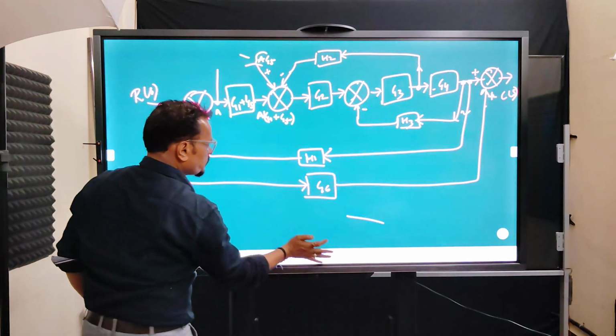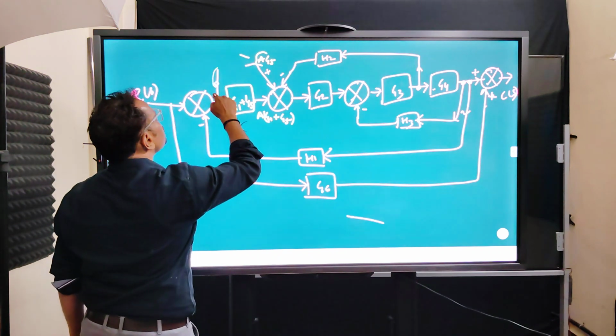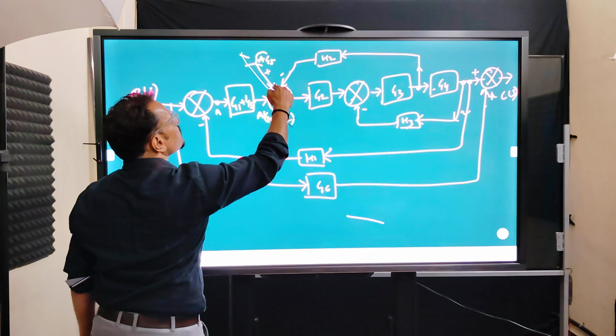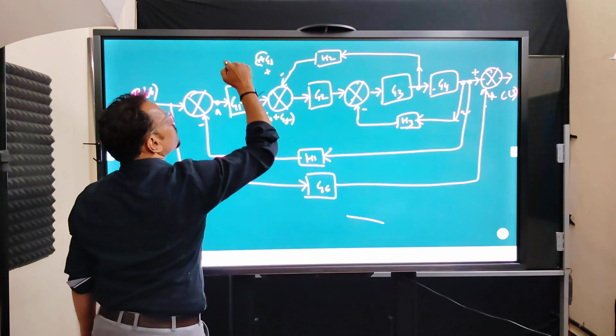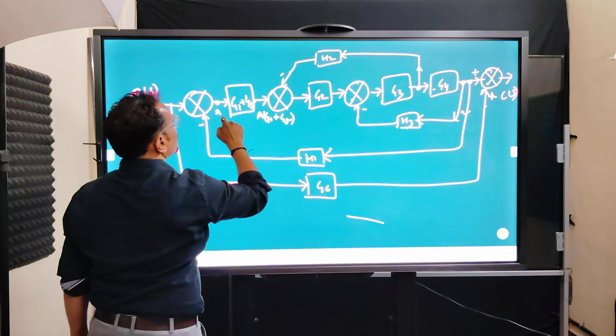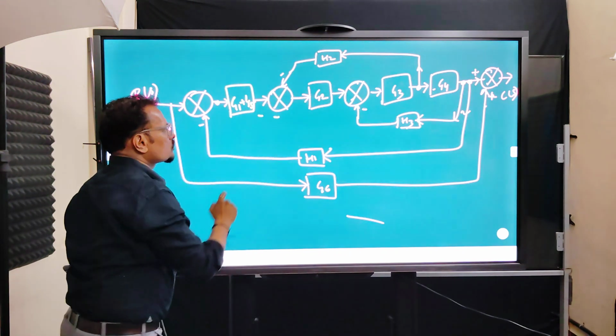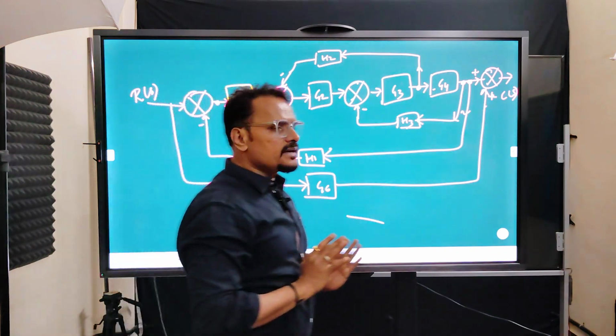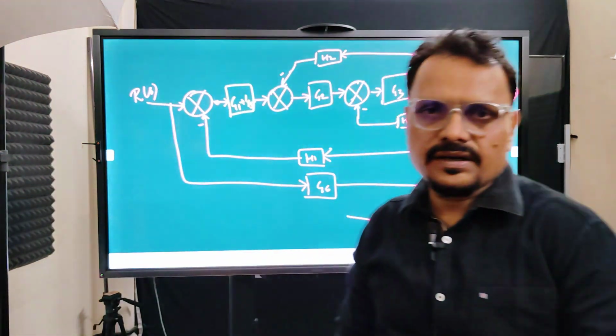So this is the first step. You have identified whether there are any blocks in parallel and you have just reduced them. Got it? This is a very clear-cut first process which you have done.